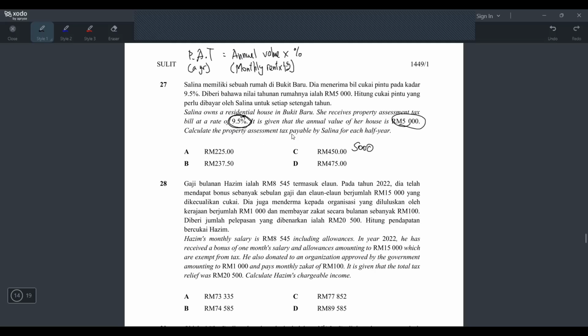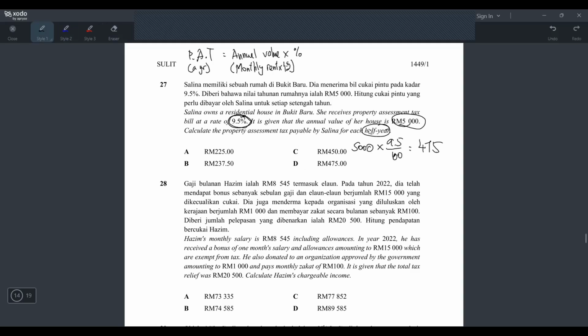And then calculate the property assessment tax payable for each half year. Let's take 5,000, which is the annual value, times the percentage 9.5, but you don't times 9.5, that's wrong. It's times 9.5 divide 100. Or you can say multiply by 0.095. Same thing. 9.5 divide 100 is 0.095. Let's press and see what you get. 5,000 times 9.5 divide 100. My calculator gave me 475. But the answer is not D.